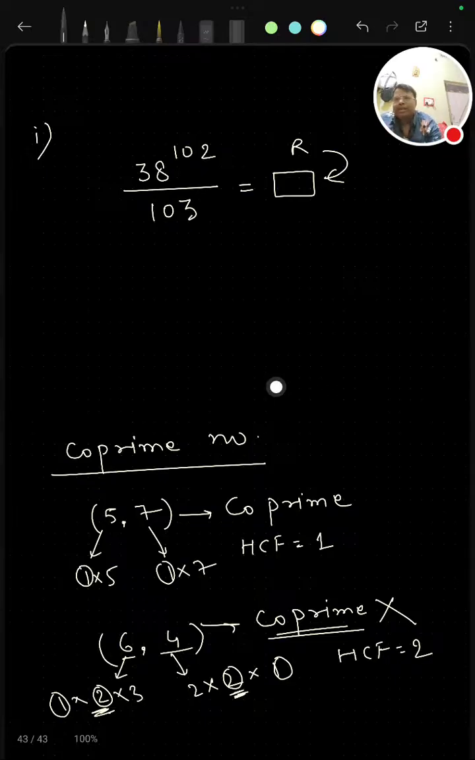Okay, well done Logan. You can see that 38 to the power 102, and it is 103, and 38 and 103 are coprime numbers. Coprime numbers because the HCF of 38 and 103 is 1.